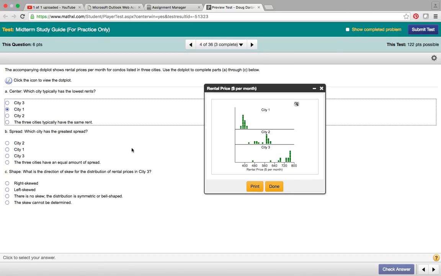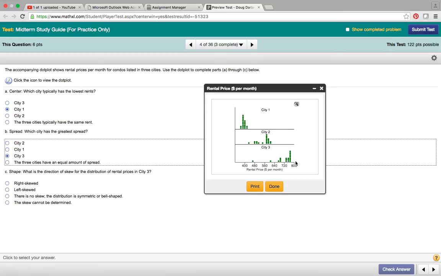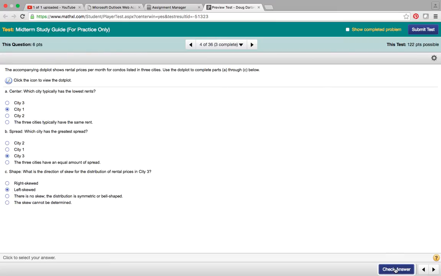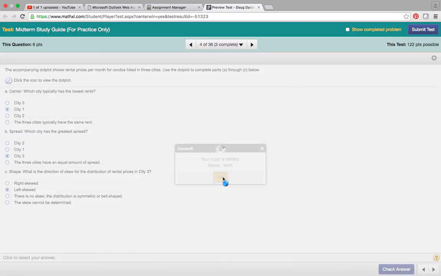Which city has the greatest spread? Well, it looks to me like city 3 does, because there's the greatest variation from high to low. What is the direction of skew for city 3? So city 3 has a slight left skewed distribution. So I'm going to say done, and I'm going to bet that we get these right.